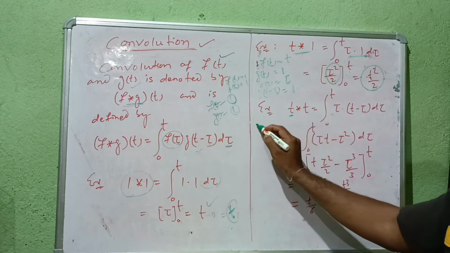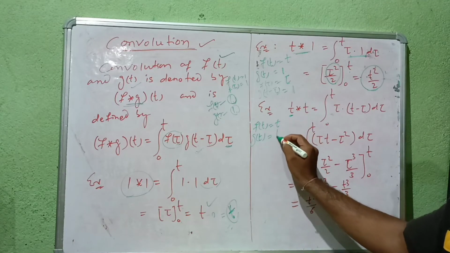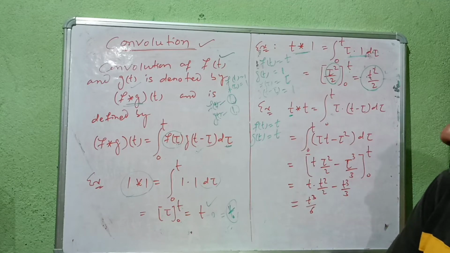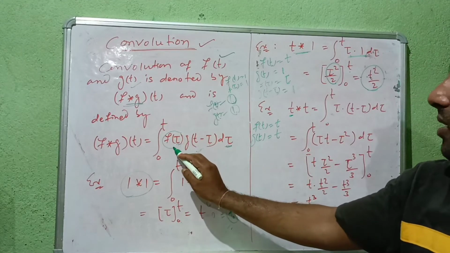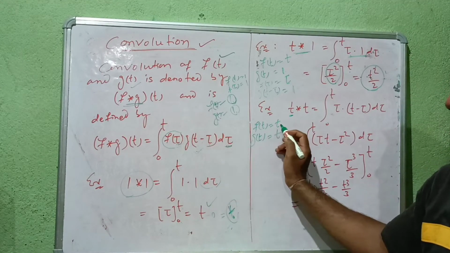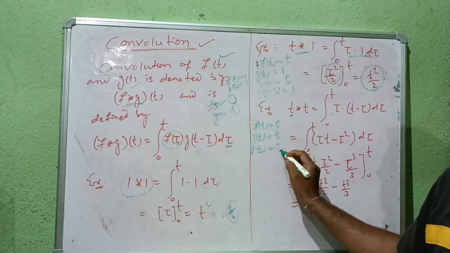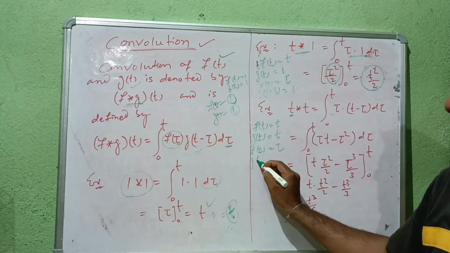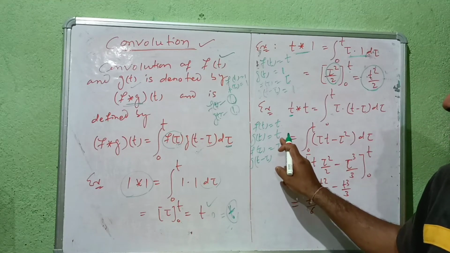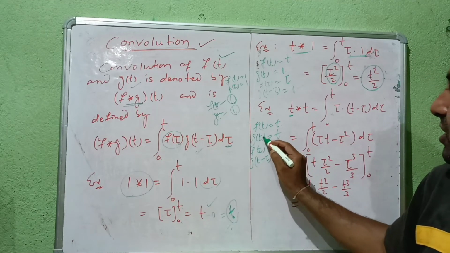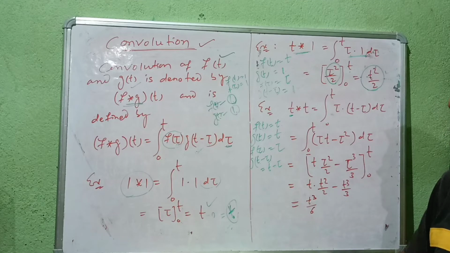Two functions, f of t equal to t and g of t equal to t. F of t equal to t, g of t equal to t. So therefore, what we have to write? F of tau g of t minus tau. So if f of t equal to t, then f of tau will be tau. Just replace t by tau, so tau. Then g of t minus tau. G of t minus tau means we have to replace t by t minus tau. So since g of t equal to t, so g of t minus tau will be t minus tau.